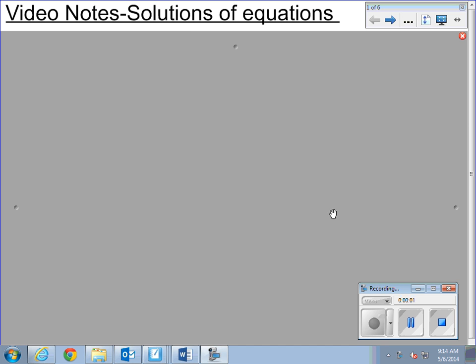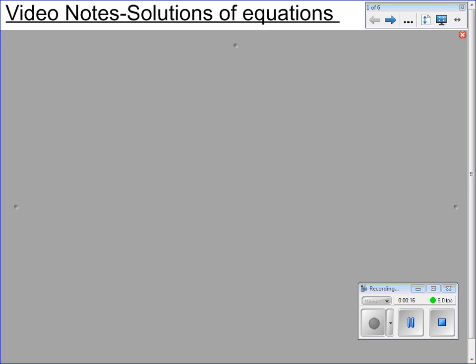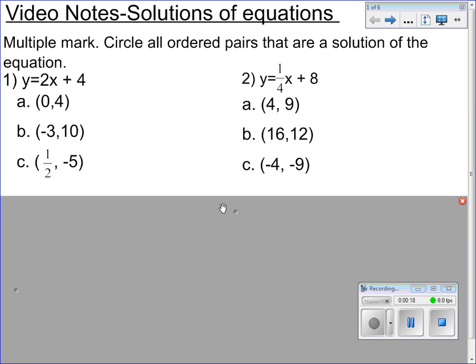Okay, today's video is on solutions of equations. What you're going to see is you're going to be given an actual algebraic equation with possible solutions, and we're going to test whether or not those solutions actually work with the equation. So let's look at our first couple examples. These are multiple mark questions, so it's a possibility of having multiple answers that work.